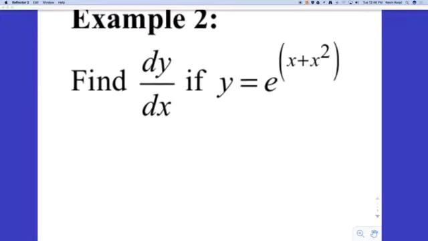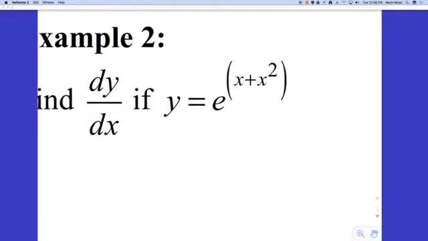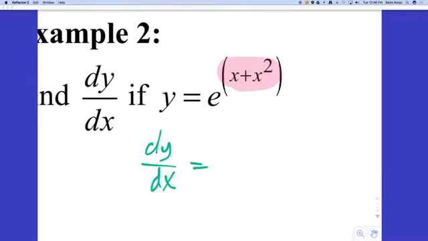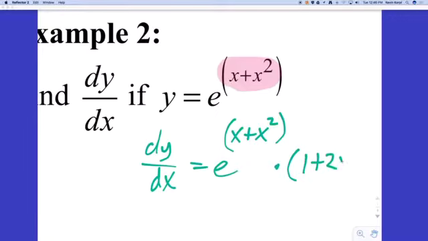So let's try it out on example 2. It says find dy dx if y equals e to the x plus x squared power. So you got e raised to the blob power. So the left side becomes dy dx. And on the right side, we got the derivative of e to the blob, which is e to the blob, and then times the chain rule back on the ground floor out of the exponent, times the derivative of the blob, which is 1 plus 2x.